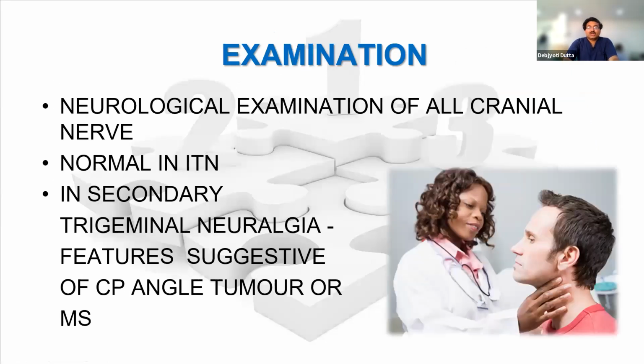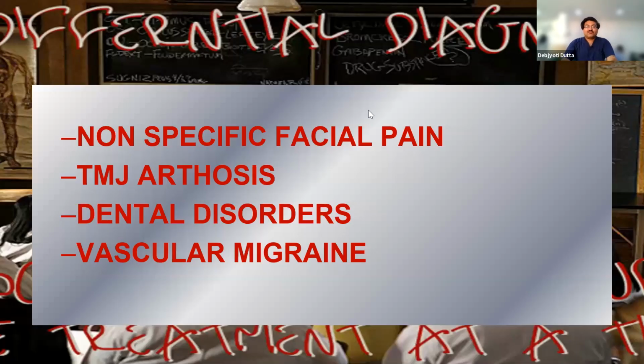Coming to the examination, you need to perform a neurological examination of all cranial nerves, which should be normal in idiopathic trigeminal neuralgia. In secondary trigeminal neuralgia, features suggestive of a cerebellopontine angle tumor or multiple sclerosis might be present. Now, what are the differential diagnoses? The diseases we need to differentiate from trigeminal neuralgia are non-specific facial pain, TMJ arthrosis, dental disorders and vascular migraine. These four disorders commonly mimic trigeminal neuralgia.